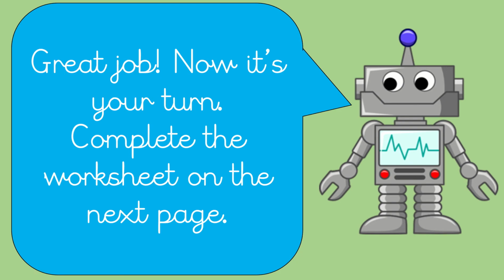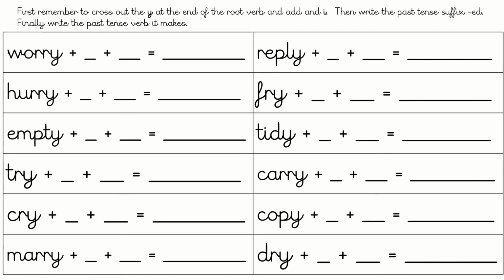Complete the worksheet on the next page. Okay, so if you can print this off, print it off. If not, you can write these on a piece of paper. You can still do that. And it says at the top, first remember to cross out the Y at the end of the root verb and add an I. So you've got to cross the Y out. Then write the past tense suffix ed. Finally, write the past tense verb it makes. Okay, off you go and do that now.